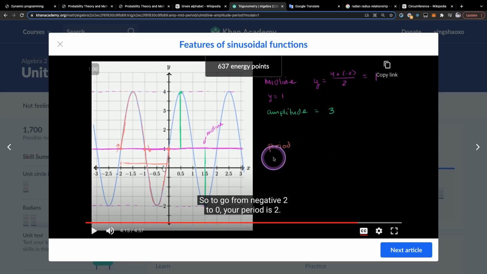And what is the word period? Well, it's just one cycle, or let's say a period of events, and that graph will repeat itself over and over again as x increases.